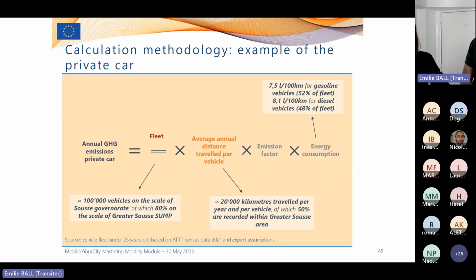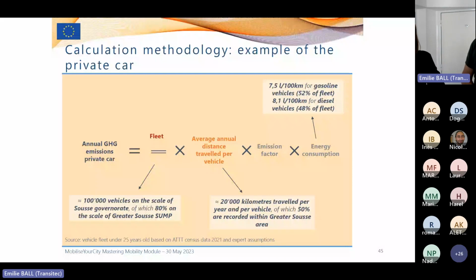kilometers traveled were made within the Greater Sousse area, because when you have the mileage reading of the vehicle, you have a number of kilometers, but it doesn't mean that all these kilometers were made within your perimeter. Some were made traveling to another city, some were made during holidays. So if you take into account all the kilometers, you might overestimate the greenhouse gases emission. But on the other side, if you don't take in a sufficiently high percentage, you might underestimate the greenhouse gases emissions.